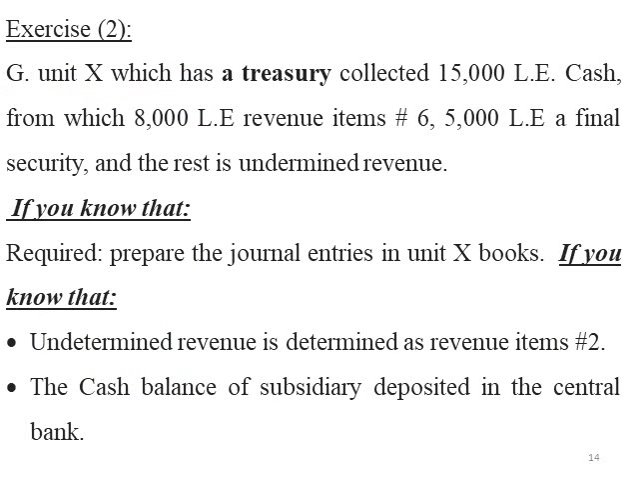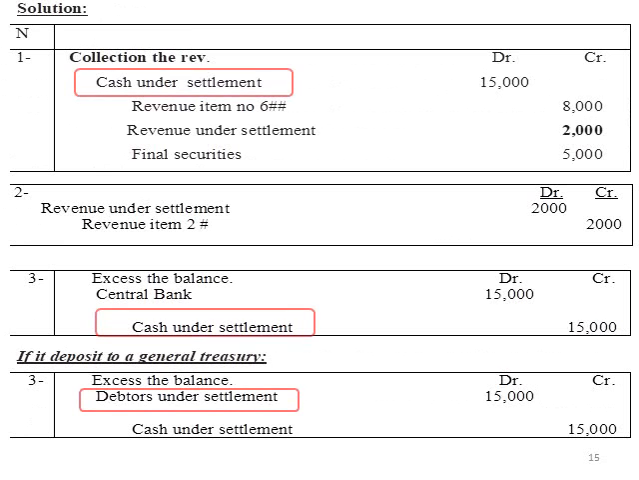Same thing, governmental unit X, which has a treasury, collected 15,000 cash with 8,000 for revenue item 6, 5,000 final security, and the rest is undetermined revenue. Required: journal entry. And if we know that the revenue item is B2 and the money is deposited to the.